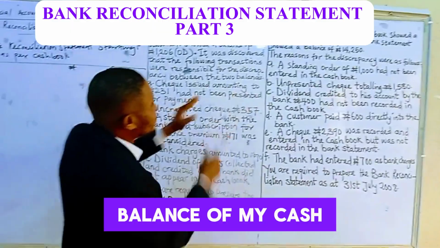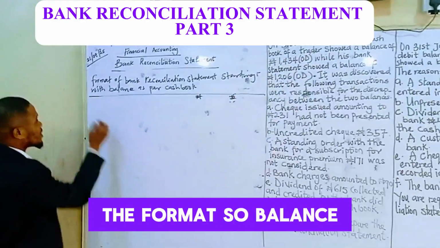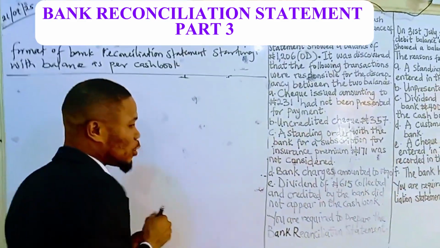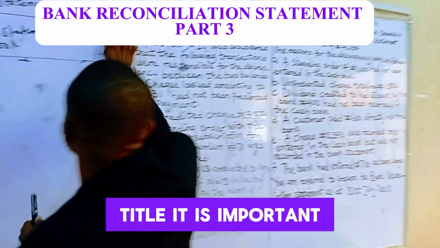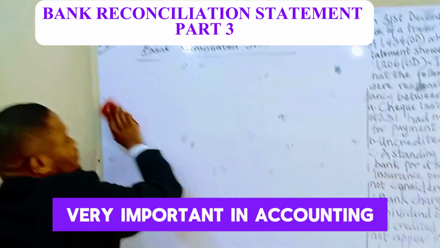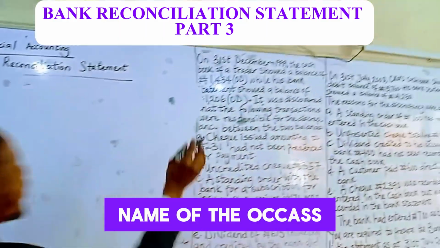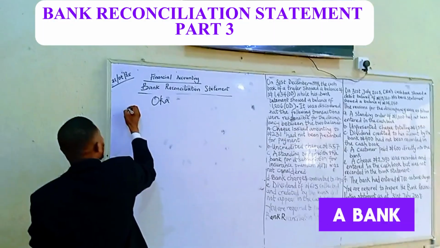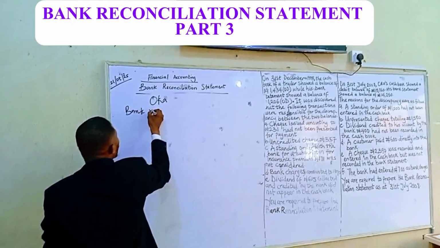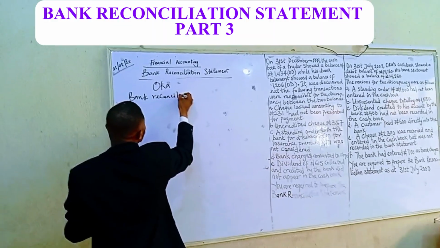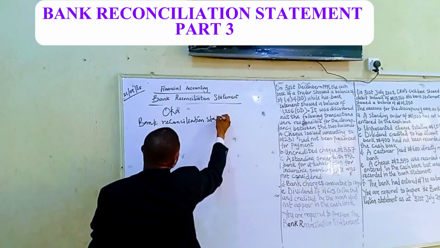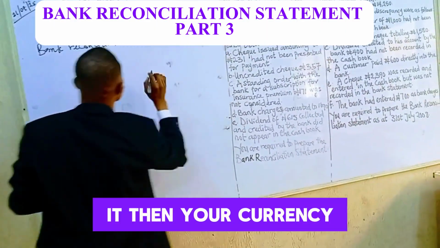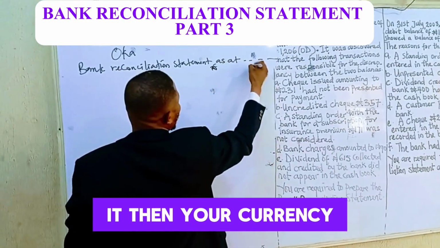Now, let's start with balance as per cash book, the way we have the format. Before that, don't forget the title. It is very important in accounting. So what's the name? Bank reconciliation statement. Then the date, then your currency sign, don't forget.